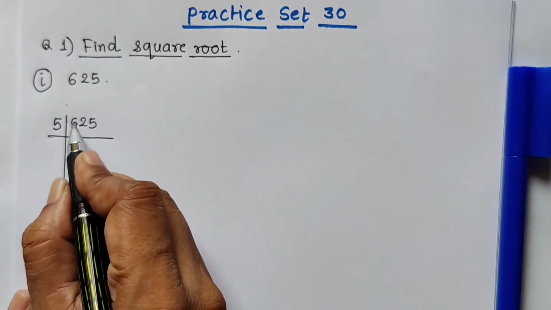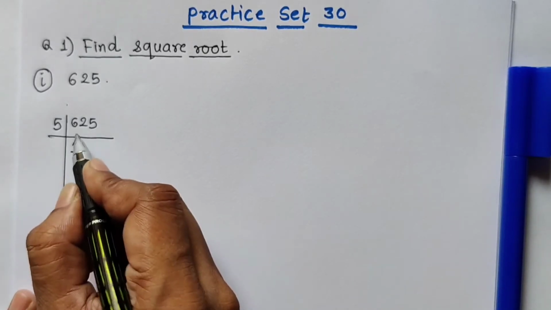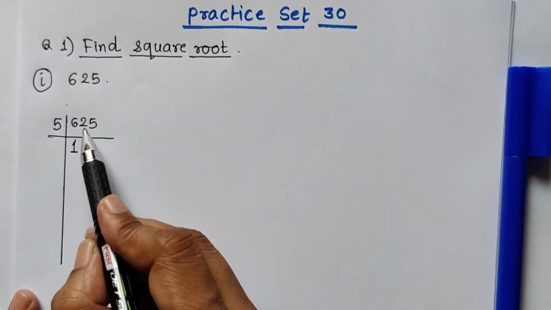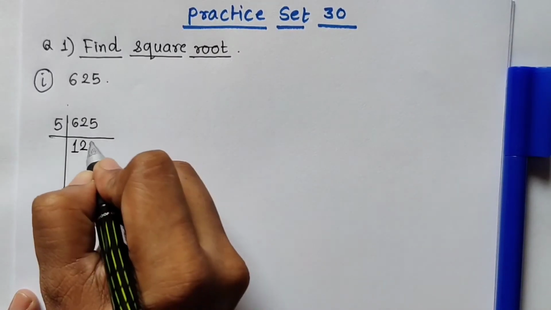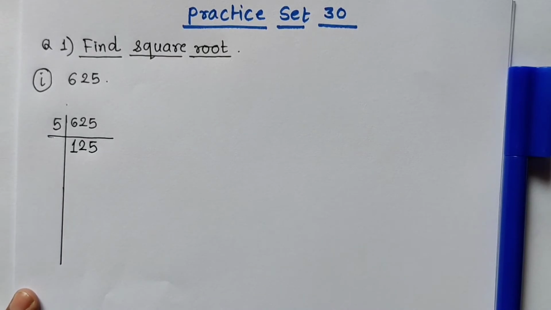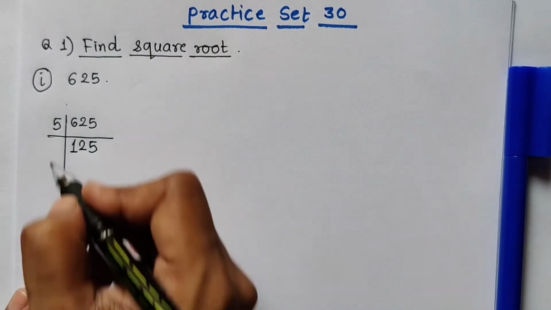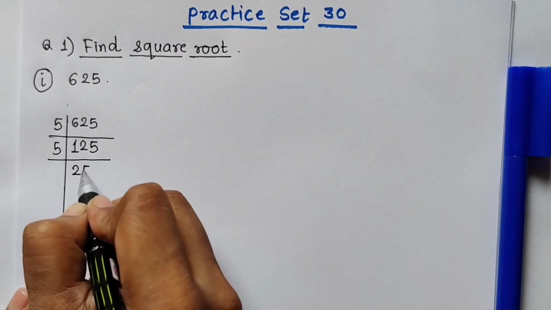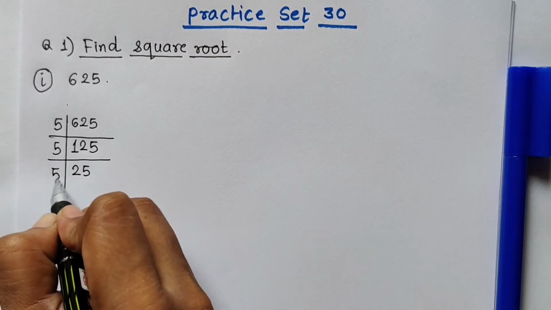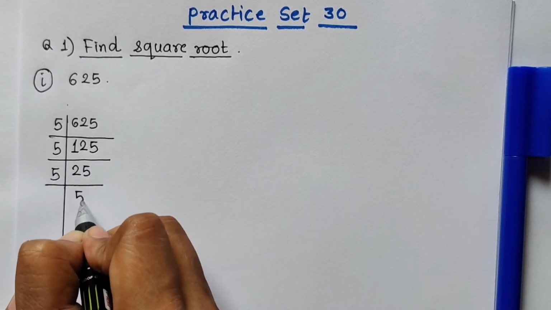Write the quotient here. 5 ones are 5. 6 minus 5, 1 remaining. 1 and this 2 means 12. 5 twos are 10 and 5 fives are 25. Then again we can divide it by 5. 5 twos are 10, 5 fives are 25. Again we can divide it by 5. 5 fives are 25.